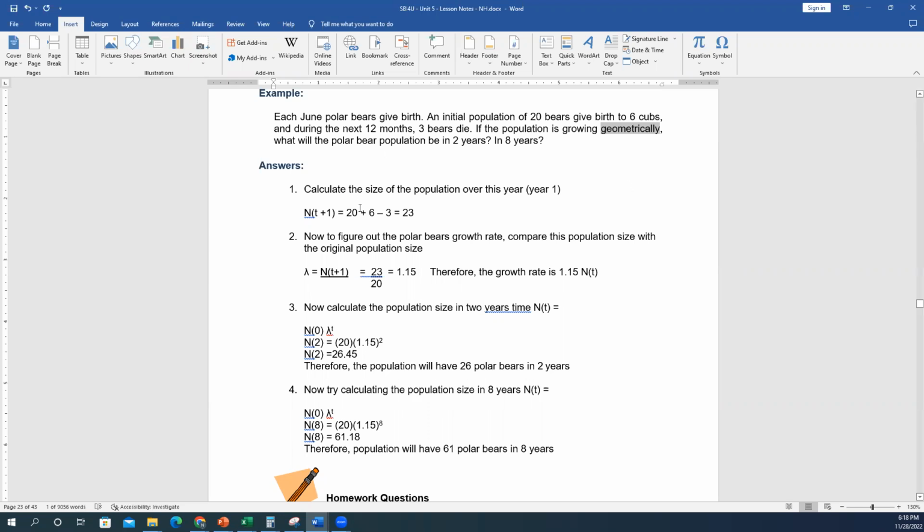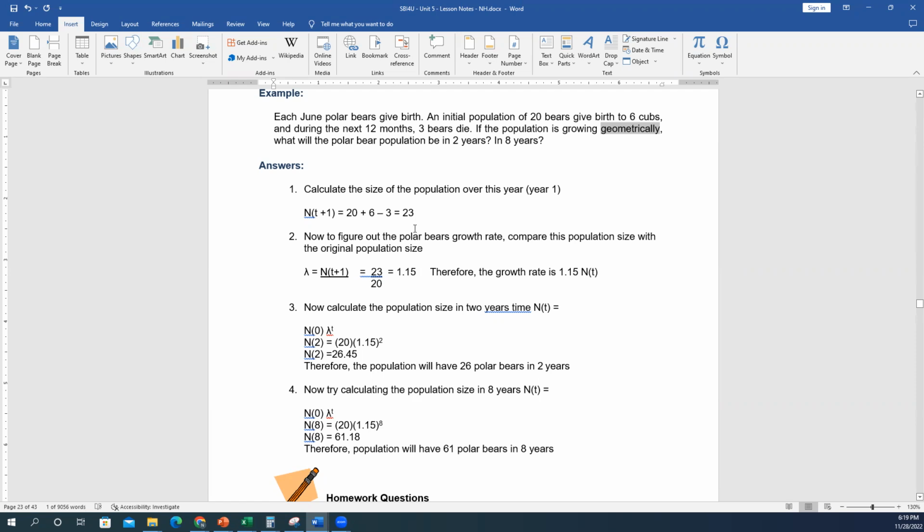So we started out with 20 bears. They gave birth to 6 cubs, so plus 6, but then 3 unfortunately died, so minus 3. So our population size during year 1 is 23.